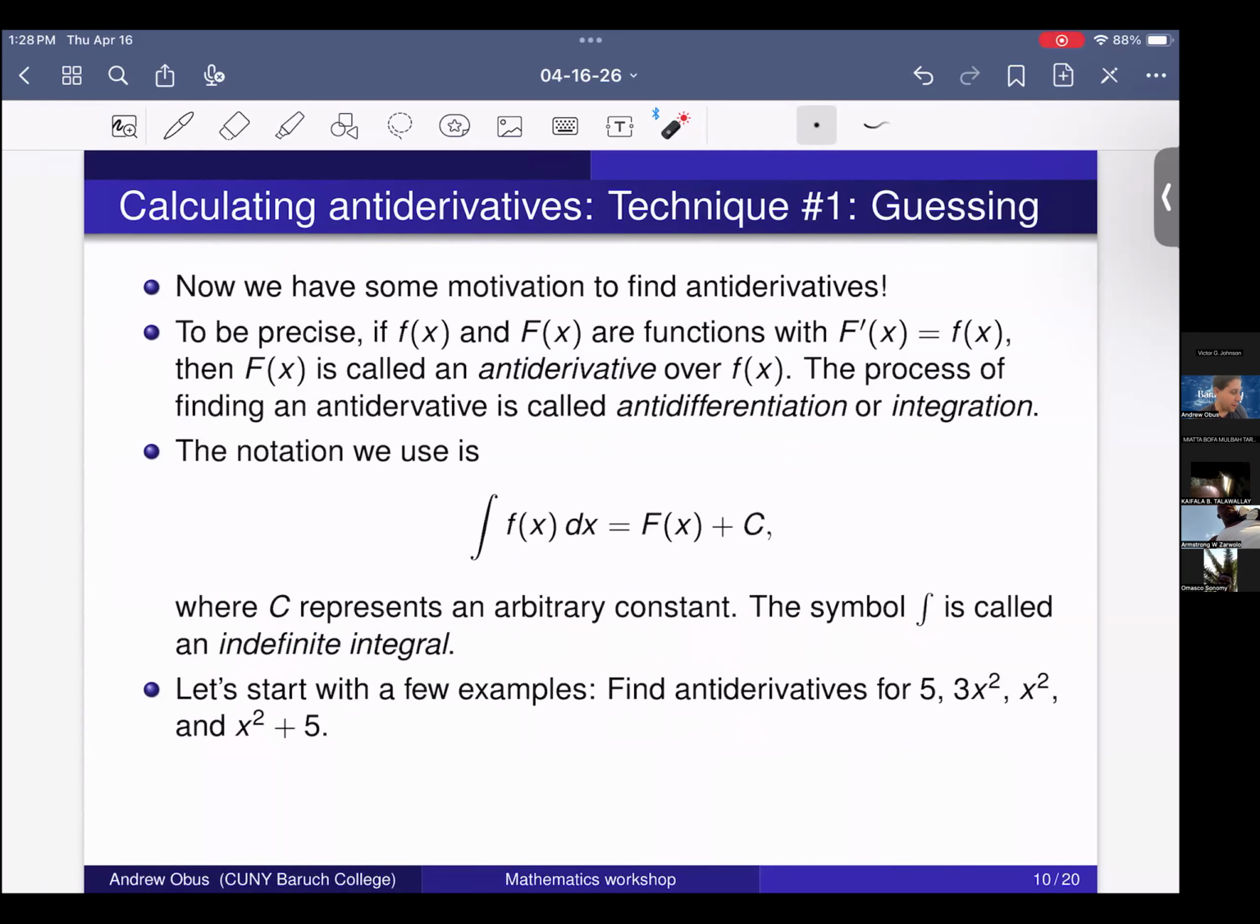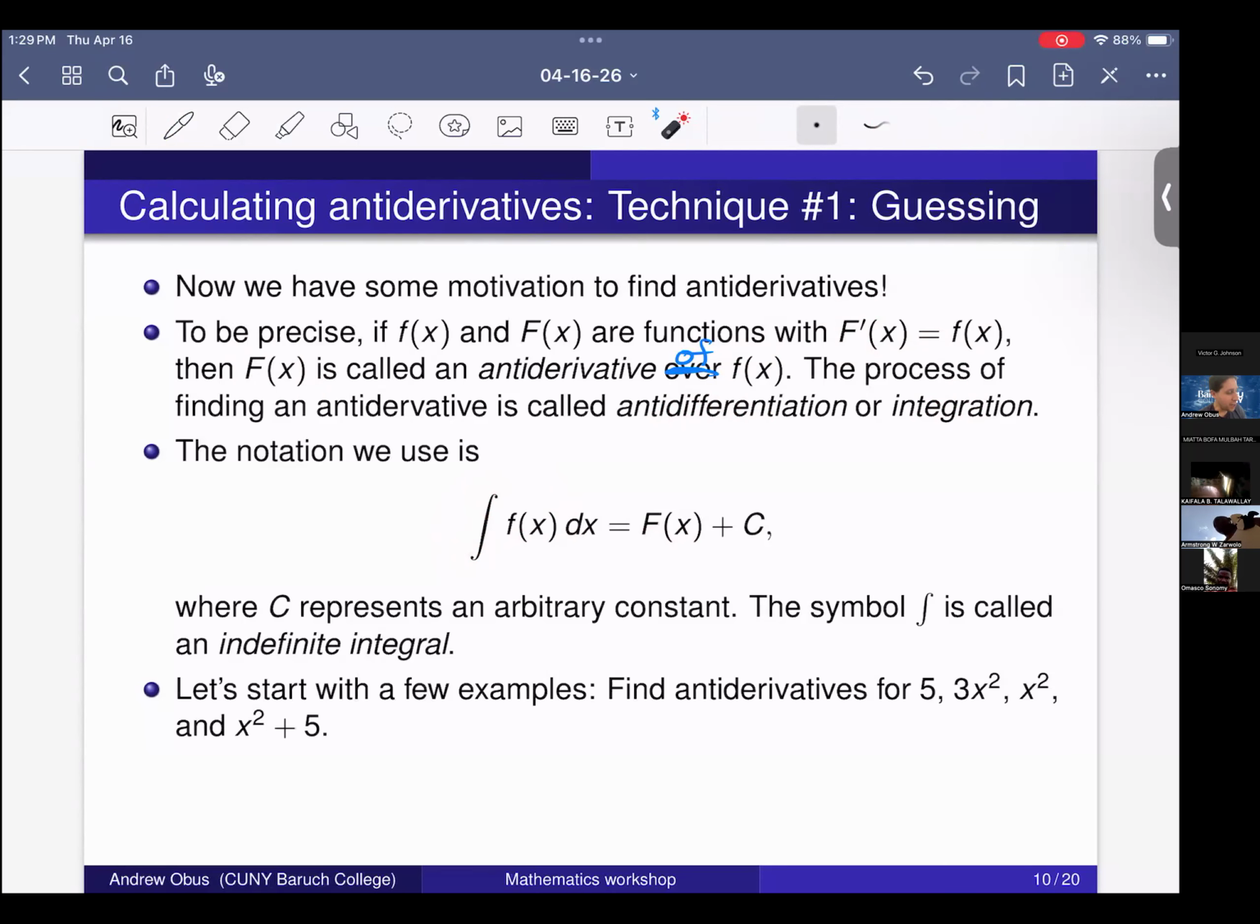So let me just give the definition. If you have two functions, little f and big F, where the derivative of big F is equal to little f, then big F is called an antiderivative of little f. And the process of finding an antiderivative is called either antidifferentiation or integration. And the notation we use is this. We write, and this is read, the integral of f of x dx is equal to capital F of x plus c.